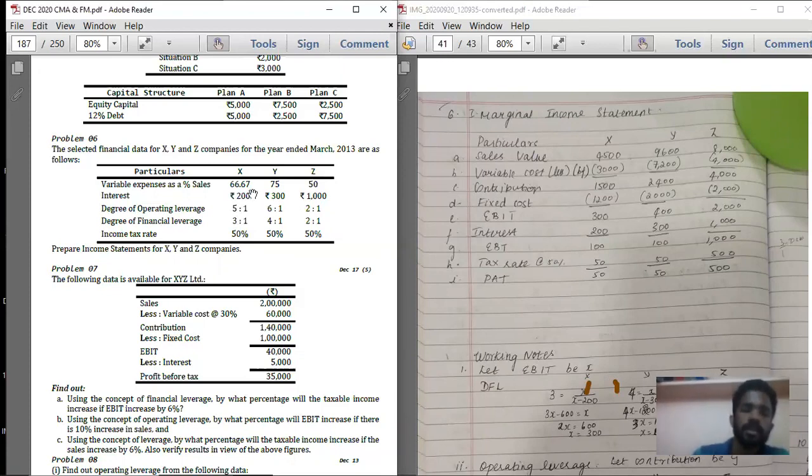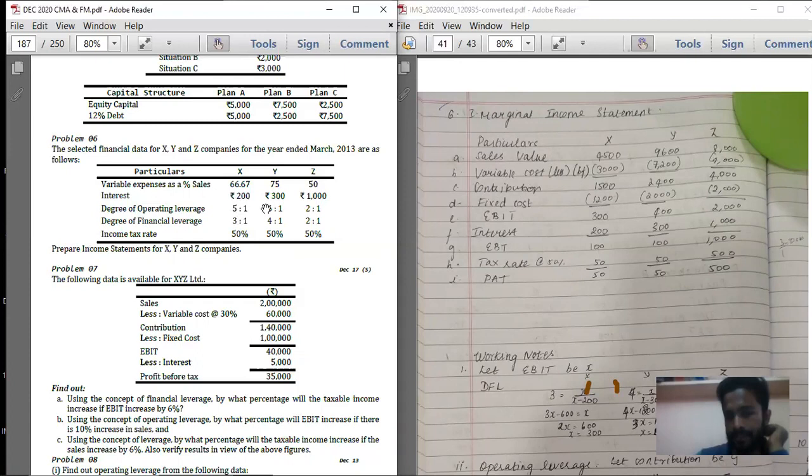So with this we can find the contribution ratio. Simply, the variable cost ratio for X is 66.67, so 100 minus 66.67 gives the contribution ratio. 1 minus variable cost ratio is simply the contribution ratio that we have studied. PV ratio is equal to 1 minus variable cost ratio. PV ratio is nothing but the contribution ratio.